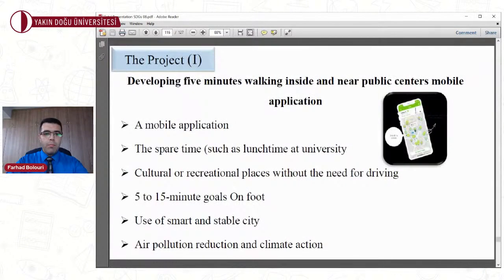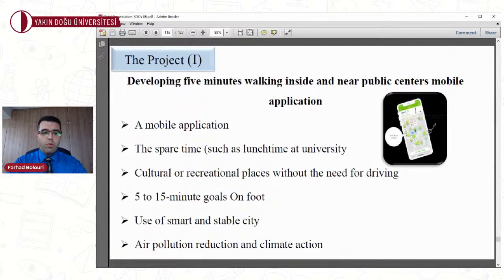Here is an example, a real project. It is a project with my supervisor, Prof. Dr. Hüseyin Gökçekuş, and me. This is a real project as an example. It's named Developing 5-minute walking inside and near public center mobile application. I want to discuss it because after this, everything is related to this project. It is a mobile application.